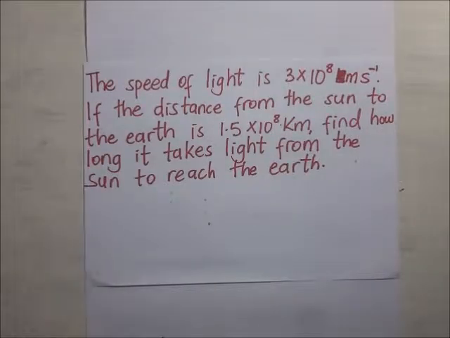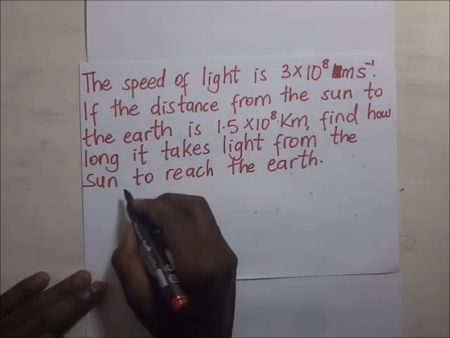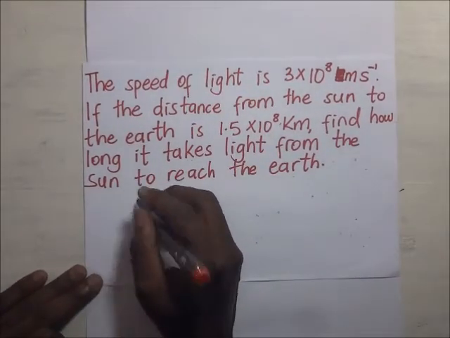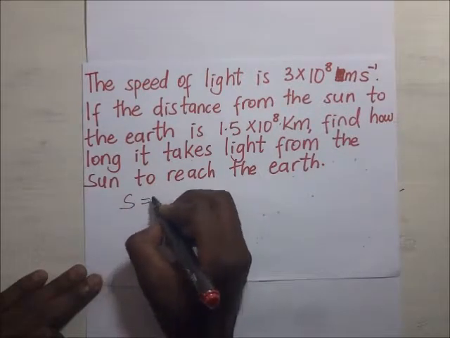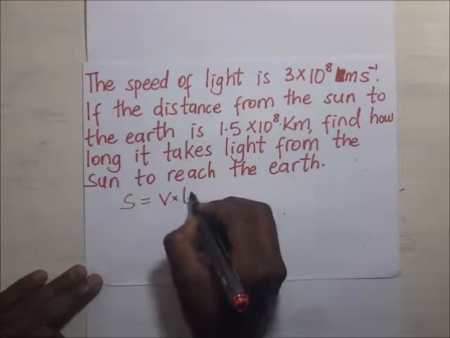Speed of light is 3 times 10 to the power 8 meters per second. If the distance from the sun to the earth is that, find how long it takes light from the sun to reach the earth. So to find the speed, we know that distance, which is denoted by s, is going to be equal to speed times time.